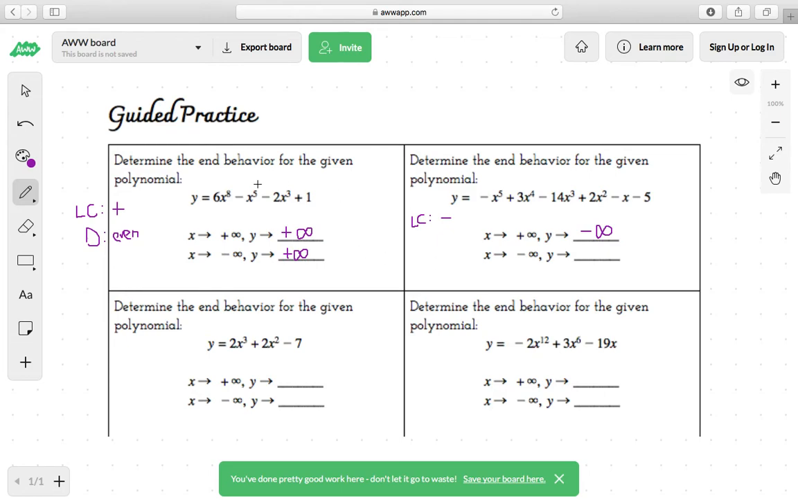Then I look at my degree. My degree for this one is 5, and 5 is an odd number. So my degree is odd. Odd means opposite. So the opposite of negative infinity, because that's what I already wrote on the top one, is positive infinity. So they have to be opposite signs. And so that's how I know this one has to be positive. It has to be opposite of what I wrote up here. So what this tells me is the right side of my graph is going down. The left side of my graph is going up.